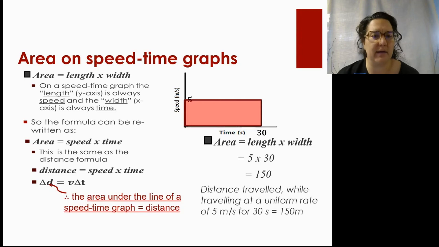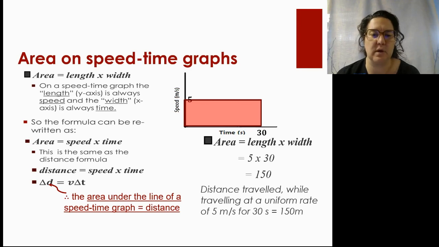So the area of a speed time graph, we will calculate by length times width. So the length or the height is going to be the speed on the y-axis, and then the width is going to be the x-axis, which is going to be time. So the formula can be written as speed multiplied by time, the x-axis multiplied by the y-axis, which is the same as the distance formula.